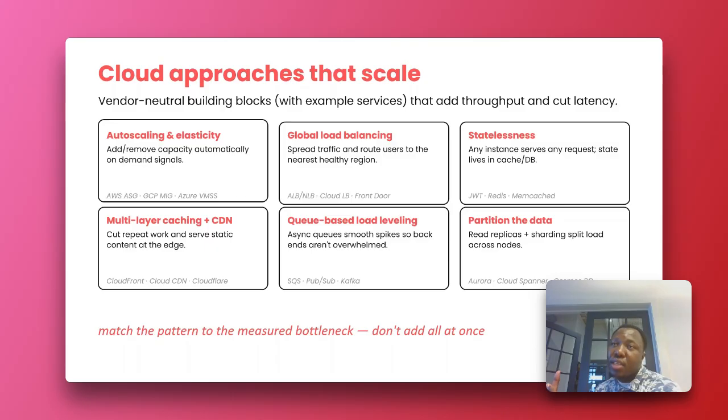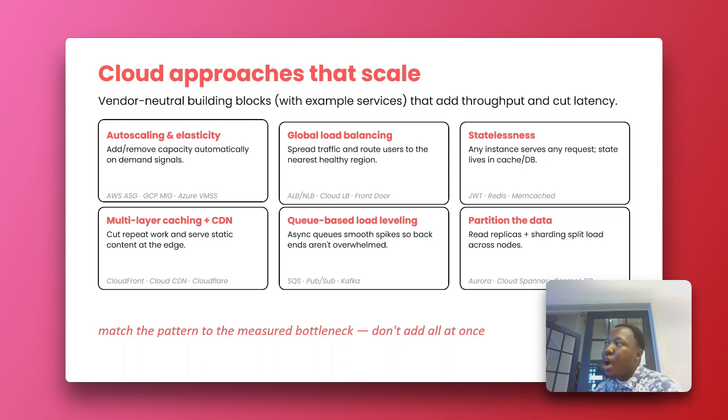Static content is information that's not changing. So in the case of a streaming website, you have videos that users are constantly accessing. Those can be served closer to the edge, so you can store those in a CDN, a content delivery network.